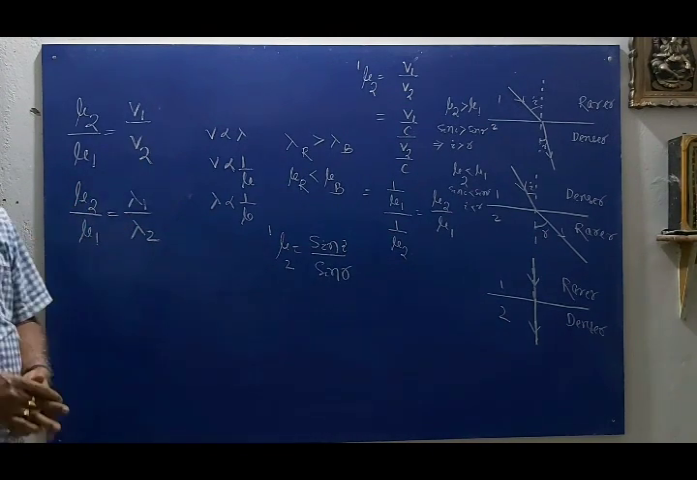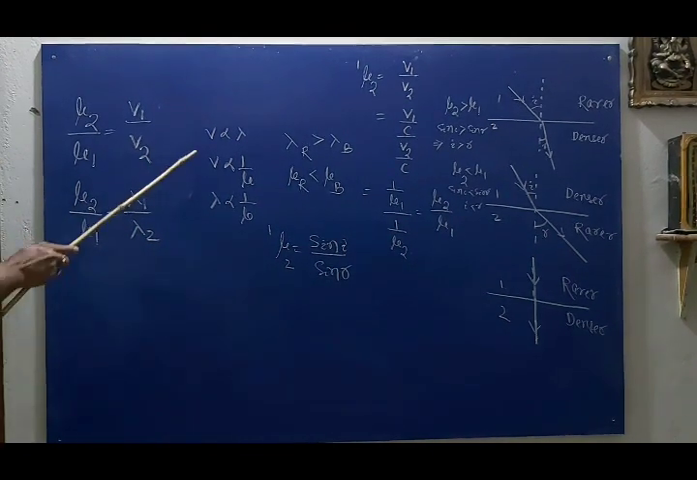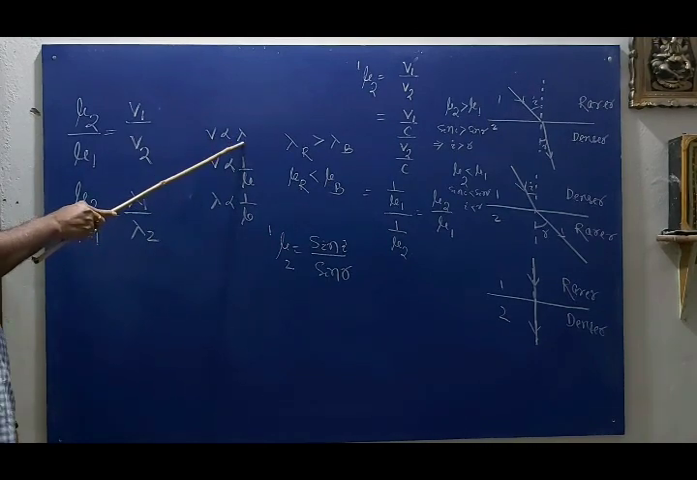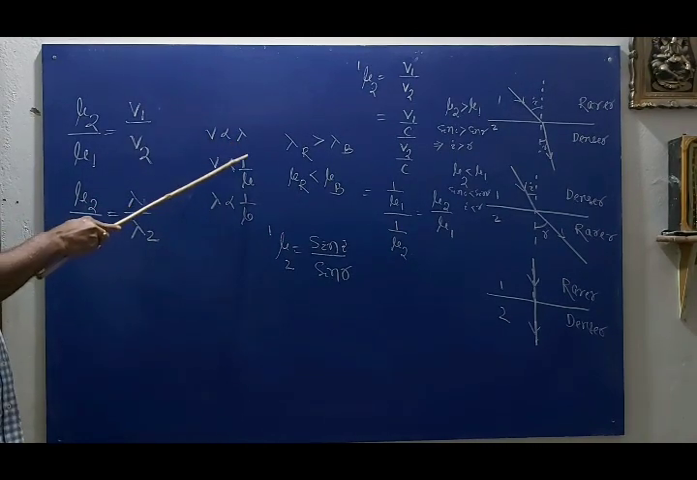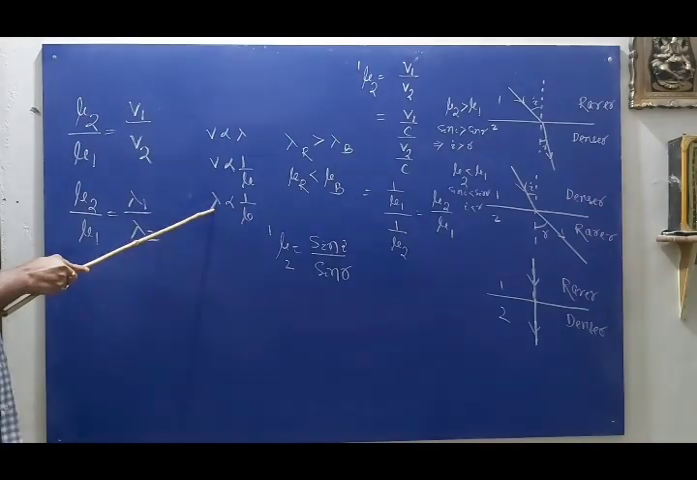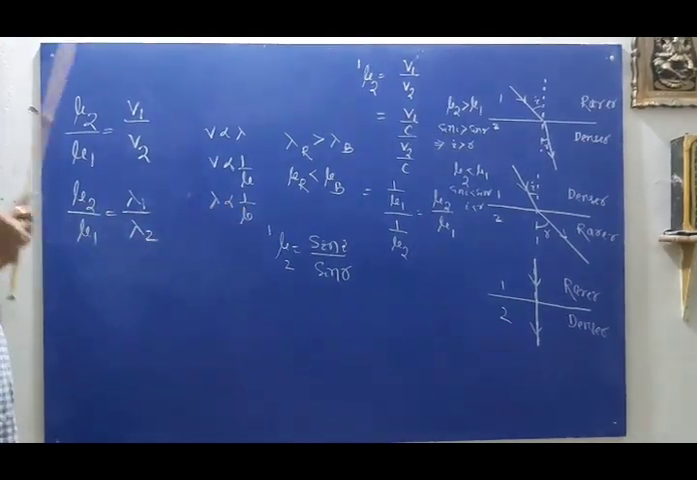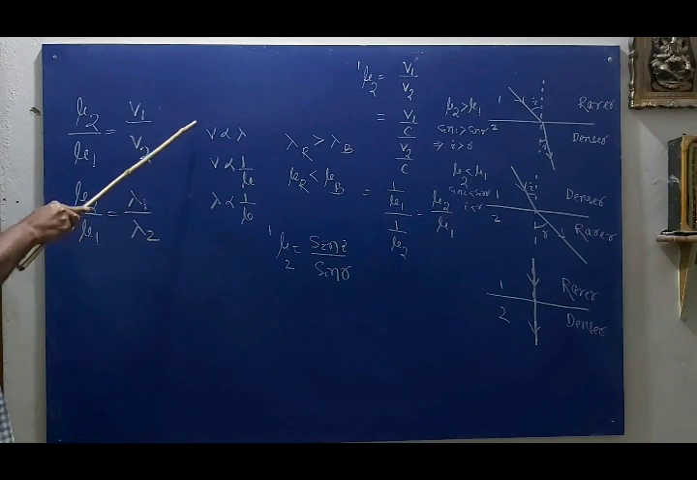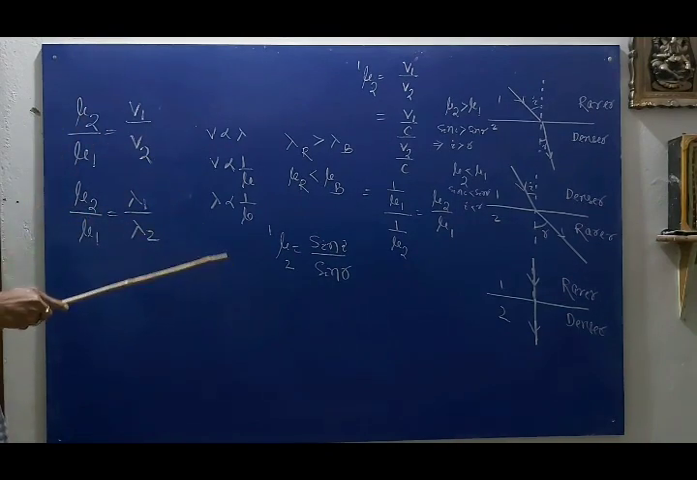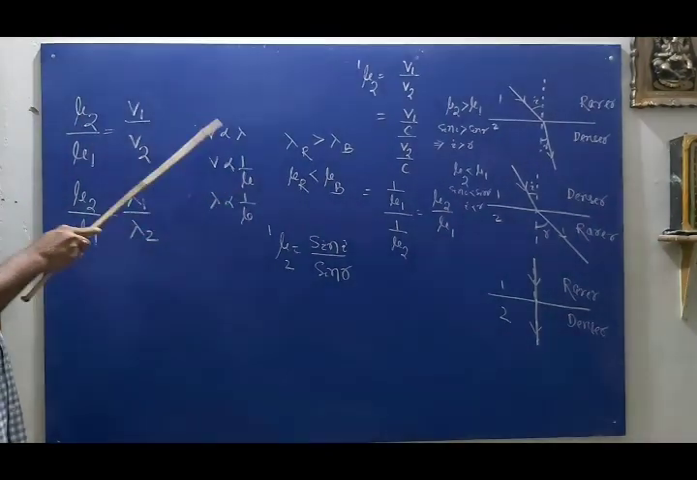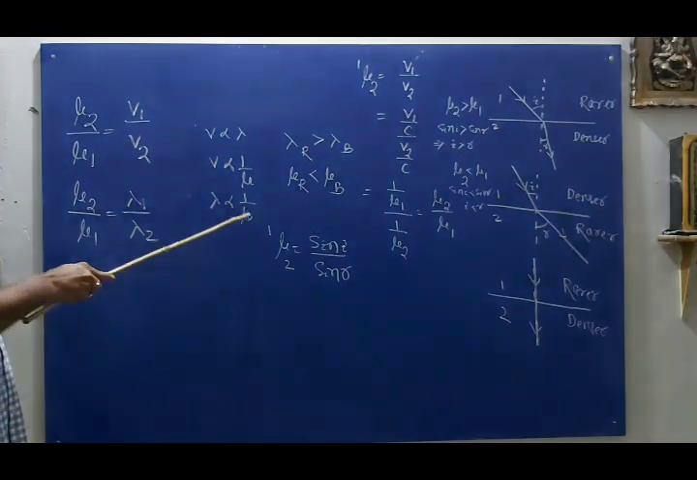Velocity is directly proportional to wavelength, but velocity is inversely proportional to refractive index. Wavelength is also inversely proportional to refractive index. Remember these three: velocity is directly proportional to wavelength, velocity is inversely proportional to refractive index, wavelength is inversely proportional to refractive index.